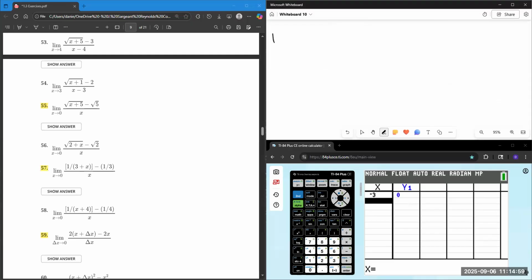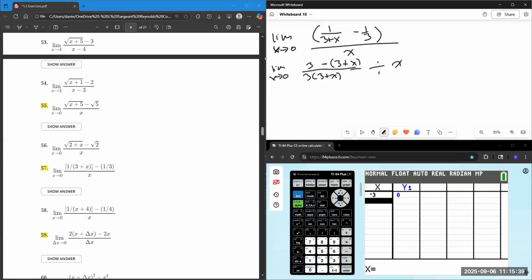Number 57. Limit as x goes to 0 of 1 over 3 plus x minus 1 over 3, divided by x. And so we're going to need to make a common denominator in the numerator. So this is going to be the limit as x approaches 0 of 3 minus 3 plus x over 3 times 3 plus x, and this is going to be divided by x.